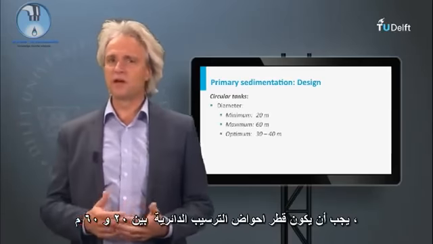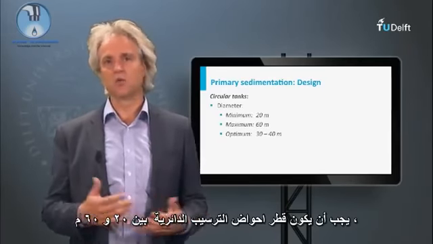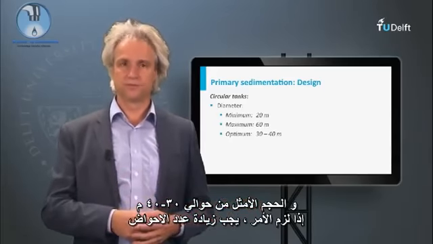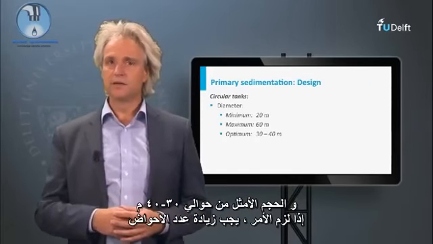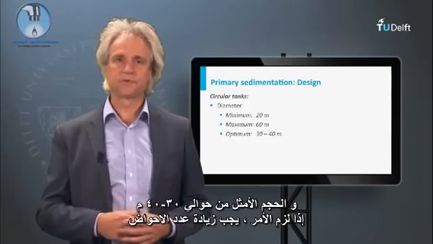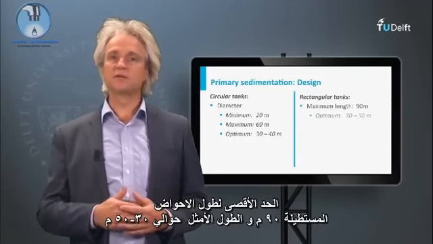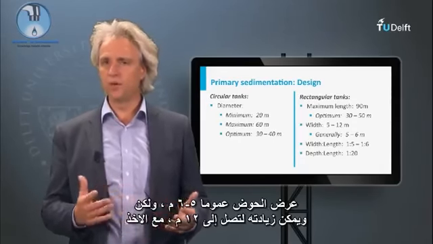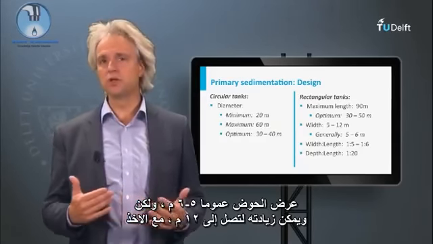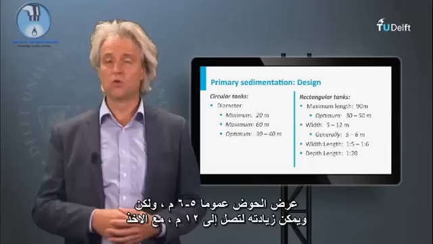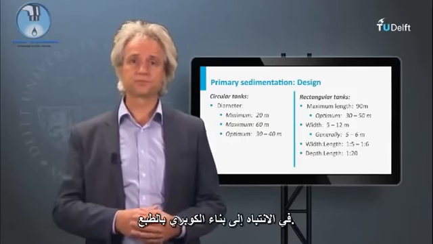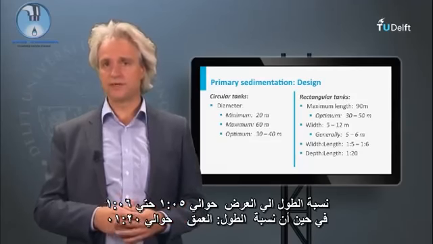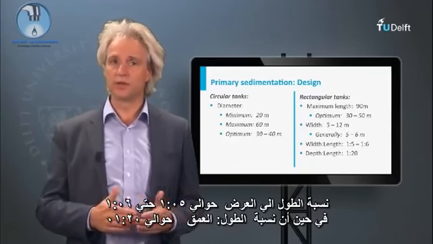Round tanks must have a diameter between 20 and 60 meters, otherwise the arm is too long, and with an optimum size of about 30 to 40 meter. If needed, the number of tanks must be increased. Rectangular tanks have a maximum length of 90 meters and an optimum length of about 30 to 50 meters. The applied width is generally 5 to 6 meters, but could be increased up to 12 meters, demanding more attention to bridge construction, of course. The width-length ratio is about 1 to 5 to 1 to 6, whereas the depth-length ratio is about 1 to 20.